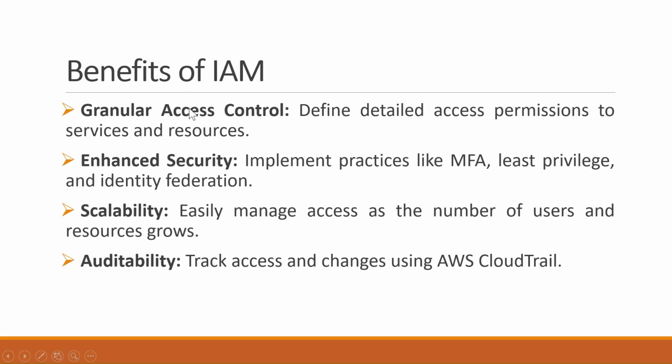Now let's discuss what the benefits of using AWS IAM are. So firstly, granular access control. It defines detailed access permissions to services and resources. So you can give a specific permission to a user or service, limiting what they can do and what resources they can access.